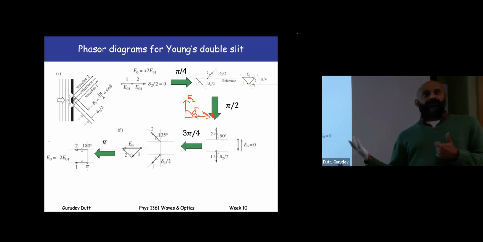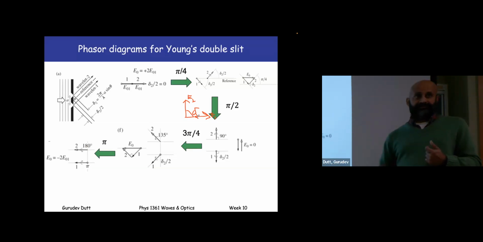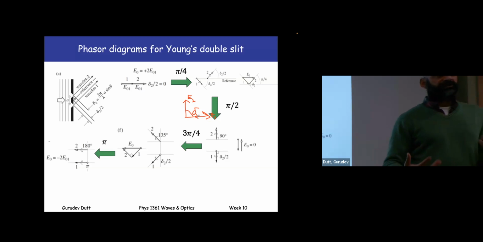You may wonder why we need this, because we've already solved the problem using just regular wave addition. But as you'll see, when we do n slits, this starts to become more helpful. The phasor diagrams help us understand the physics.